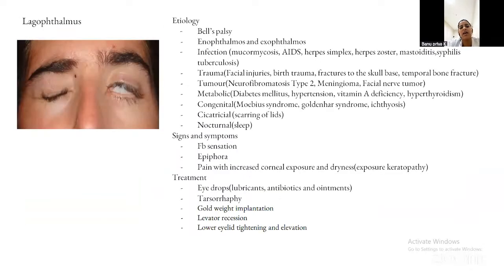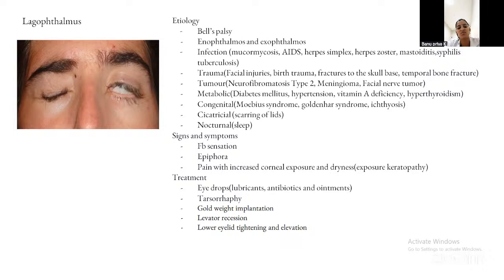Lagophthalmos is incomplete closure of the eyelid. This could be because of Bell's palsy, enophthalmos and exophthalmos, underlying infection, trauma, or tumor. In sleep also you can have lagophthalmos, which is called nocturnal lagophthalmos. Systemic associations could also be there: diabetes, hypertension, vitamin A deficiency, and hypothyroidism can also cause lagophthalmos.